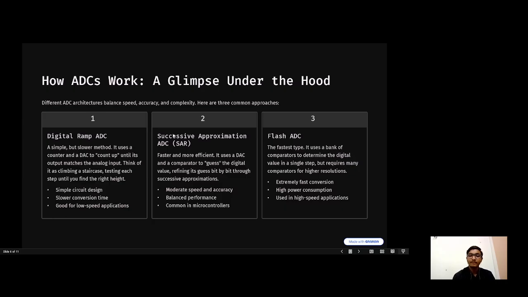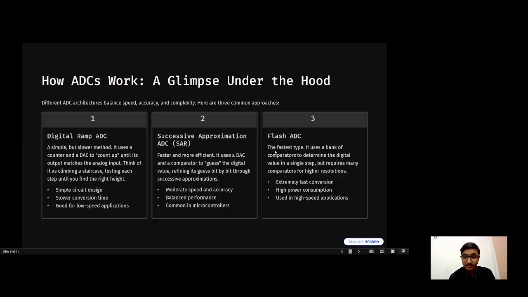The second one is successive approximation ADC, SAR, faster and more efficient. It uses a DAC and a comparator to guess the digital value, refining its guess bit by bit through successive approximation. It has moderate speed and accuracy, balanced performance, common in microcontrollers. The third method is flash ADC.